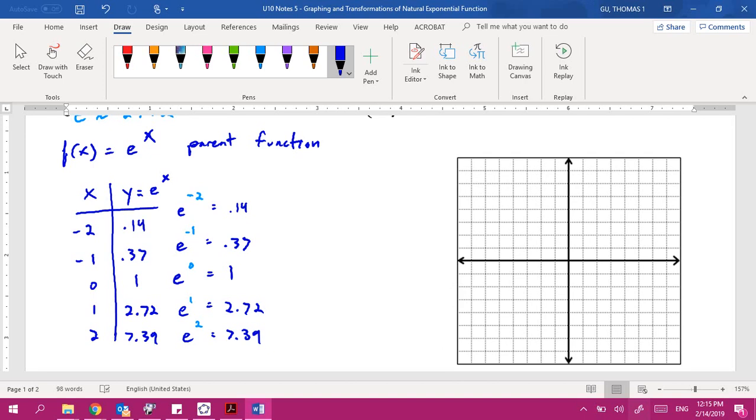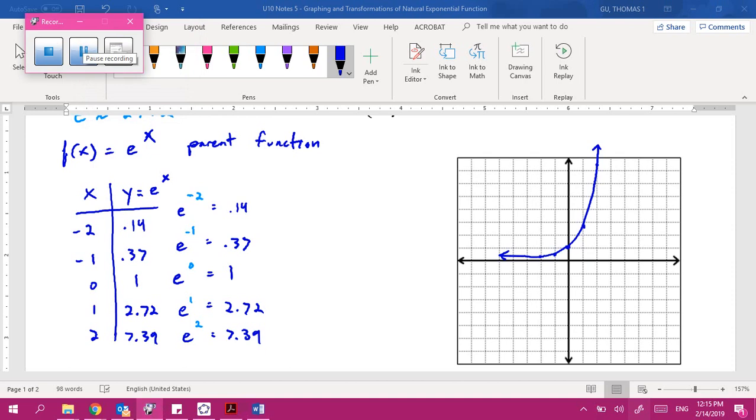There it is. Okay, so let's graph this basic parent function here. We got -2, 0.14, -1, 0.37. It's not going to be perfectly accurate. 0, 1, 1, 2.72, and 2, 7.39. So it's going to look something like this. This is your basic f of x equals e to the x.